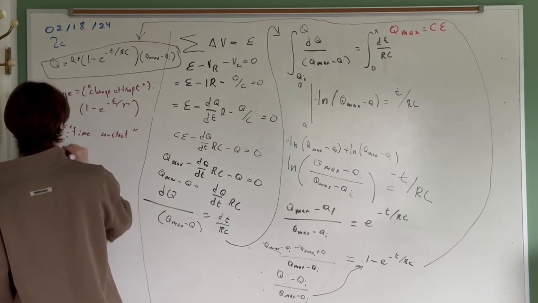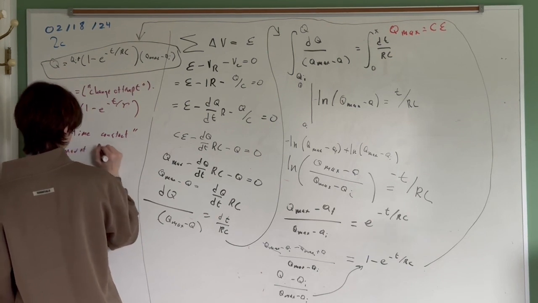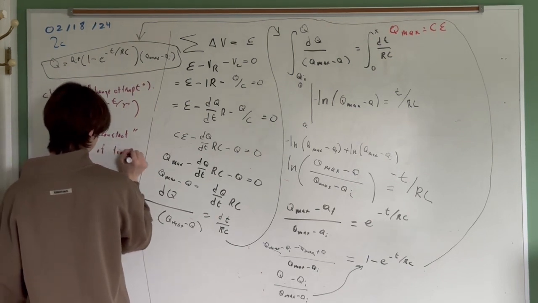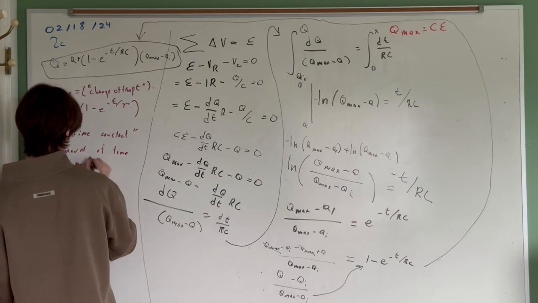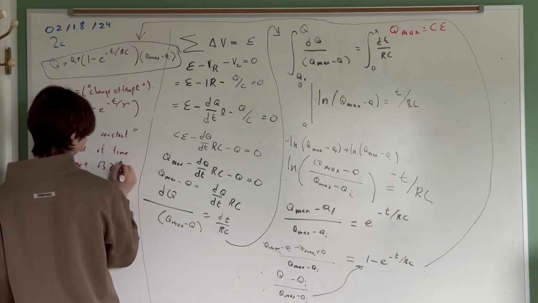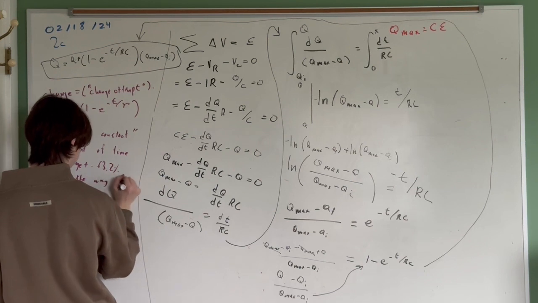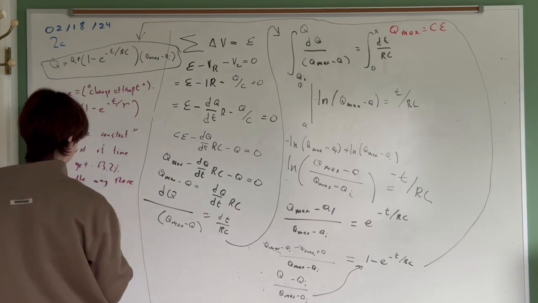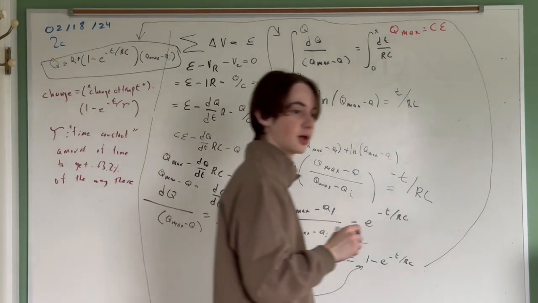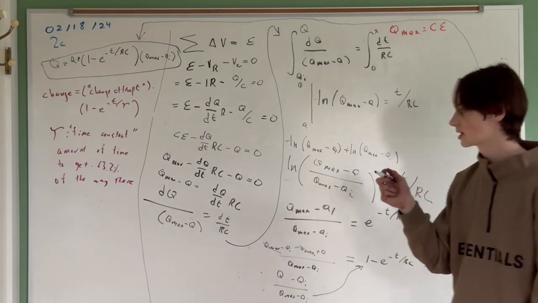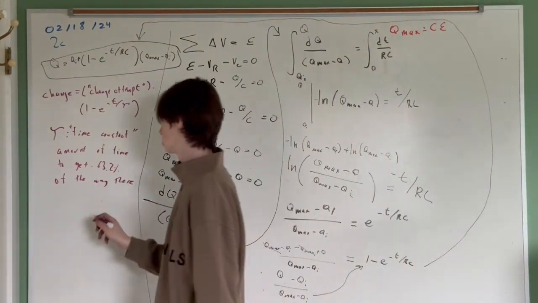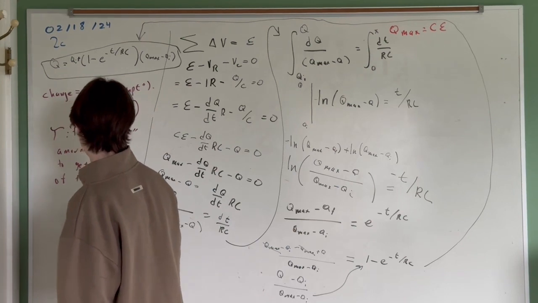The time constant is the amount of time to get 63.2% of the way there. To charging the capacitor, you mean? Yeah, to the max charge. 63.2% is 1 minus e to the negative 1.